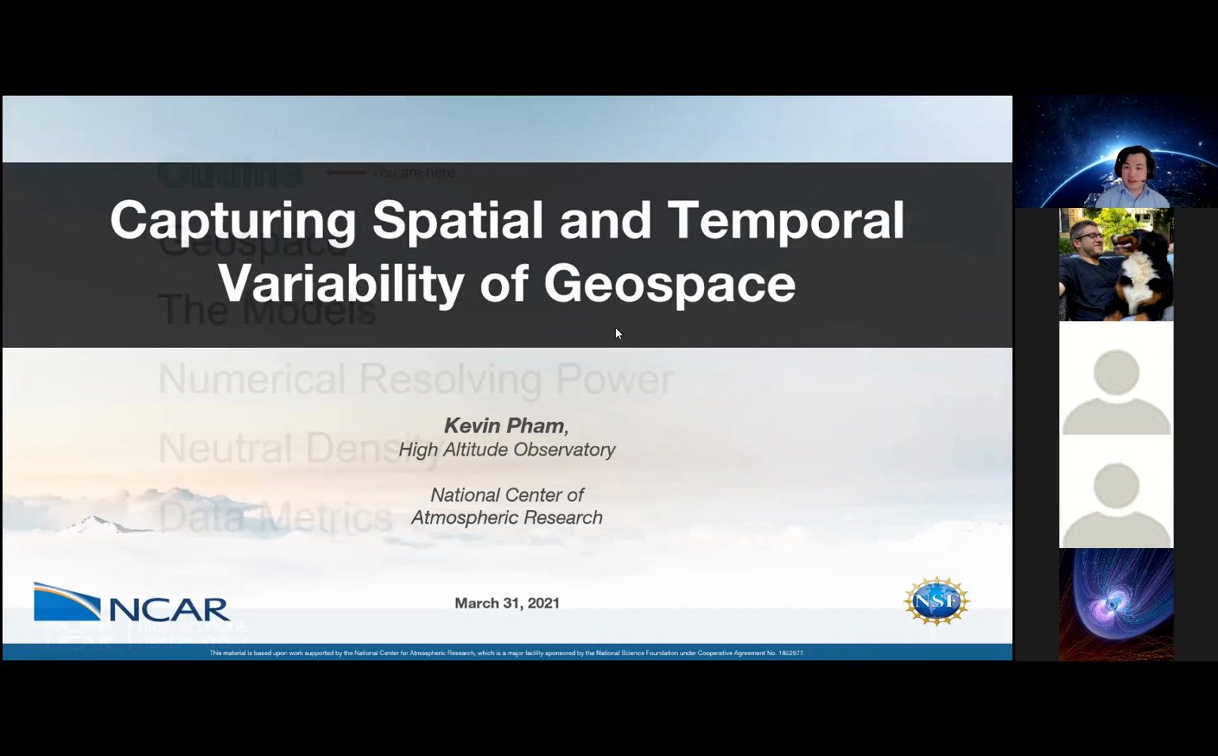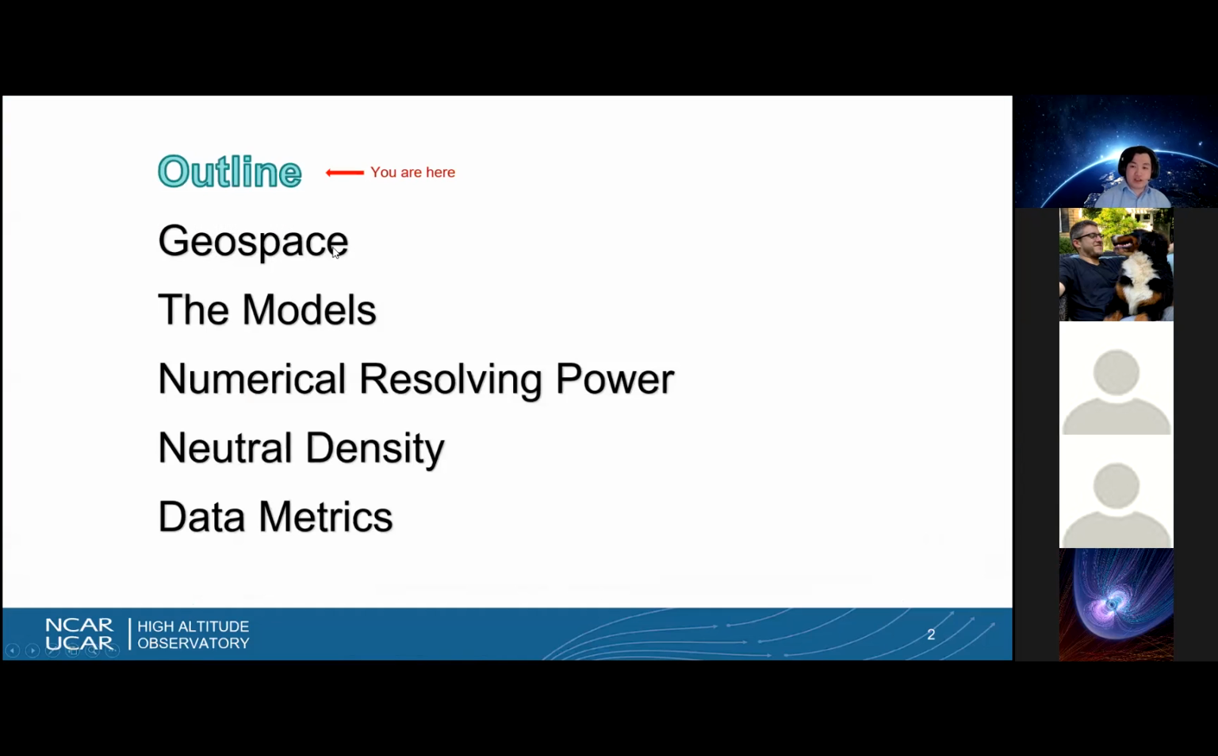All right, so I'll discuss geospace in general and what the different regions of geospace are, and then discuss the models that describe the different regions. I'll discuss a little bit about numerical resolving power. What exactly is numerical resolving power? Why is it important? And how is it applied? Then I'll discuss a little bit about neutral density, and then data metrics at the very end.